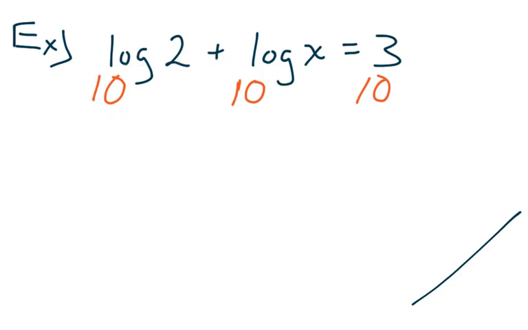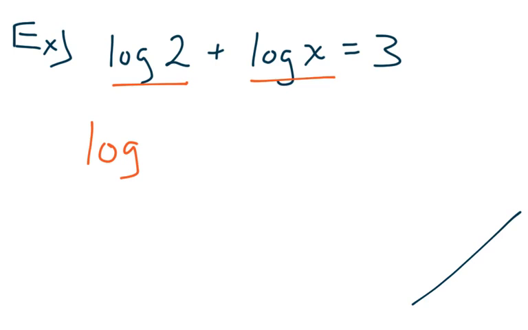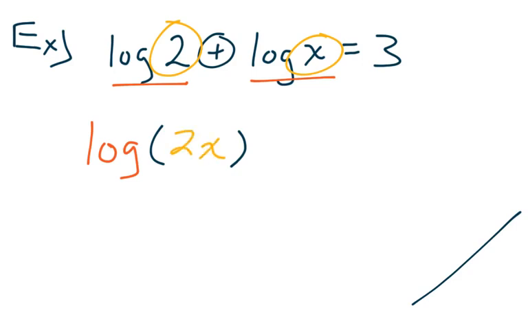So, here's what we do. We have to first apply a property of logs. We have to condense these logs. We have to pull them together to be 1 log. Remember how to do that? When you have a plus sign, you pull them together to be 1 log of a product. That's right, the product of 2 and x. So we condense the 2 logs to be 1 log of 2x equals 3.